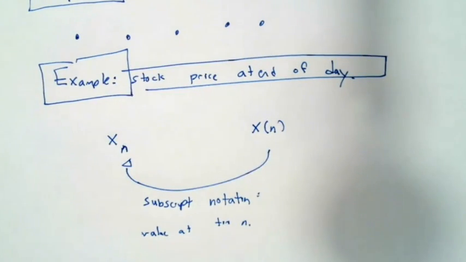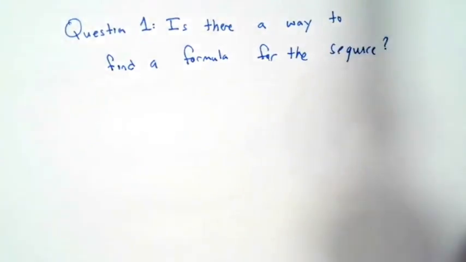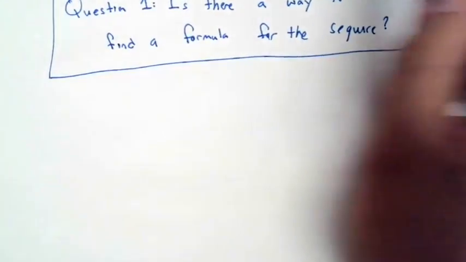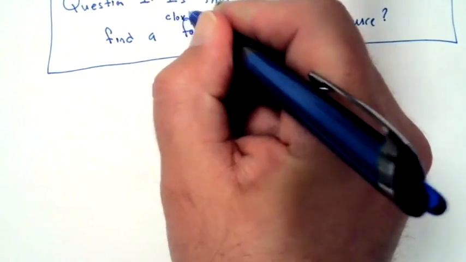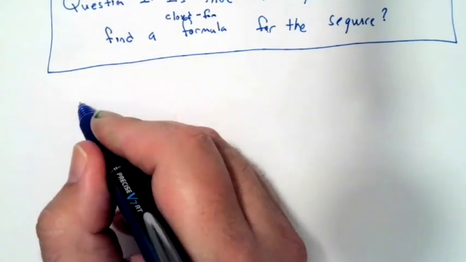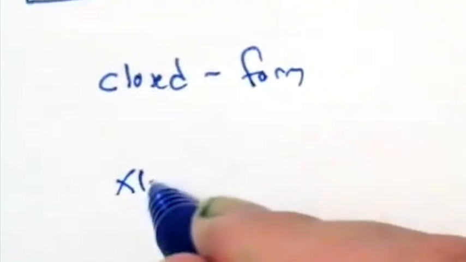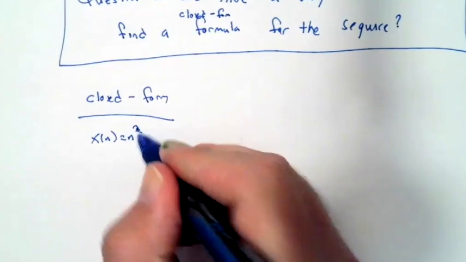The first is, is there a way to find a formula for the sequence? And when we have, say, a formula here, we're looking for something that only depends on the value of n. This is sometimes called a closed form expression or a closed form formula. So an example would be something like x of n equals n squared. Here's an example of a closed form formula.